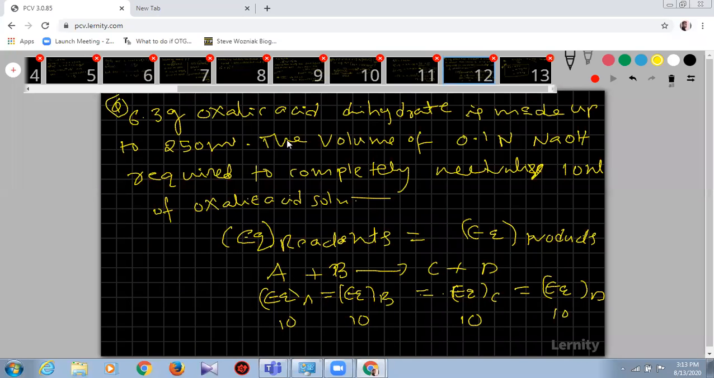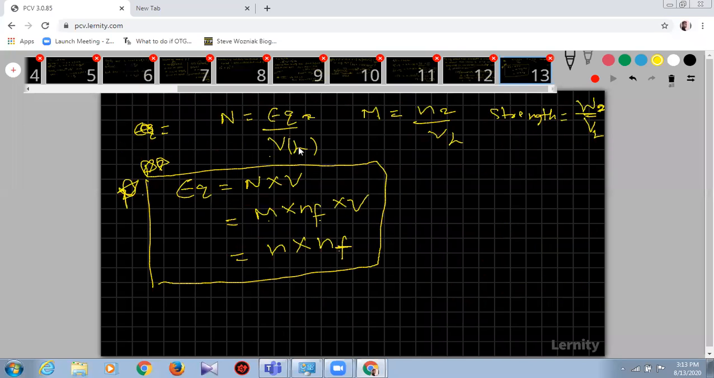Now, how to calculate equivalents? Normality is equal to number of equivalents per liter. That's why equivalents is equal to normality into volume. Can I write like this? Normality into volume. Next, normality is equal to what? How can you write? Molarity into n factor. Am I right or not here?